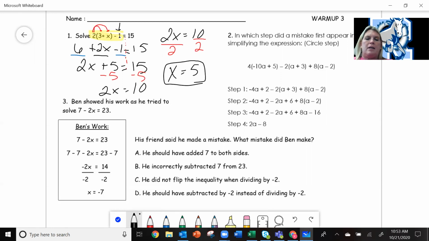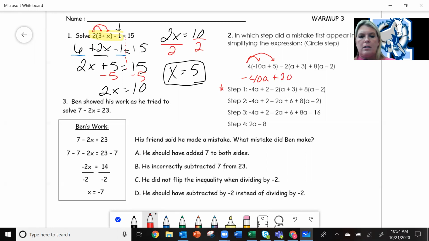The next problem says, in which step did a mistake appear in simplifying the expression, and circle the step? So simplifying, the first thing I need to do is take whatever's outside the parentheses times what's inside the parentheses. So the first thing they did in this step 1 is multiply the first terms. 4 times negative 10a should be negative 40a. 4 times 5 is plus 20.